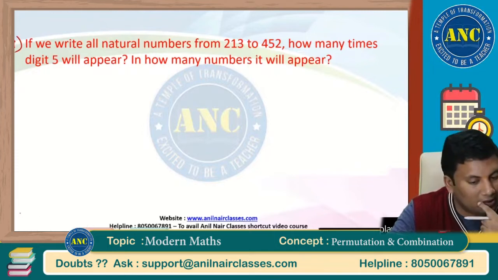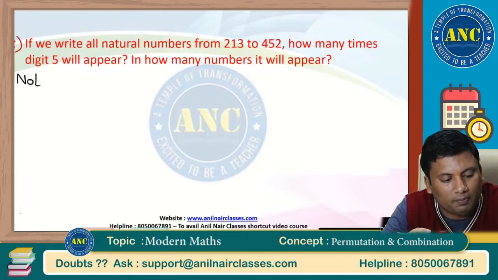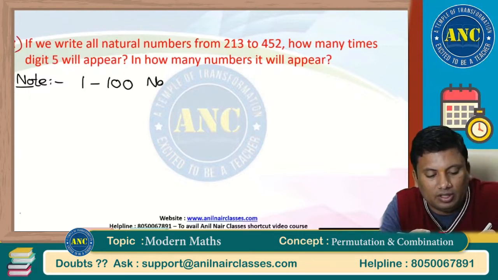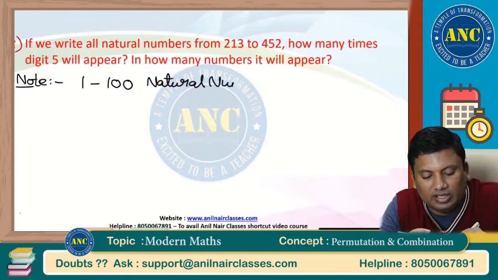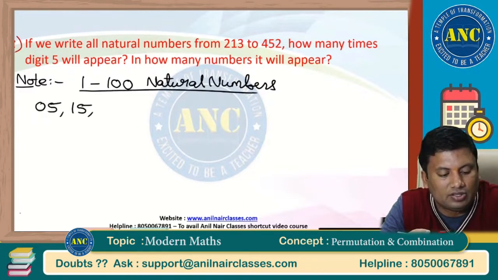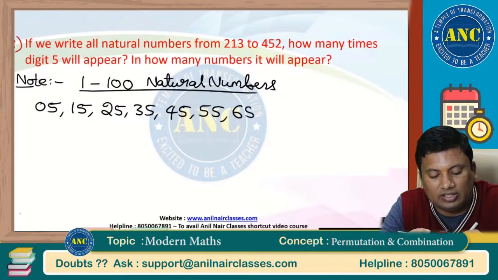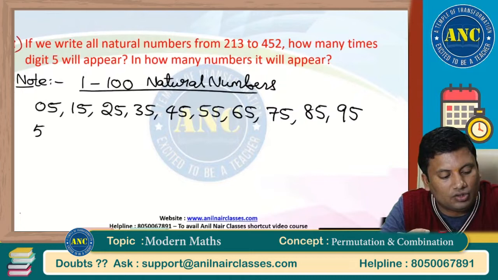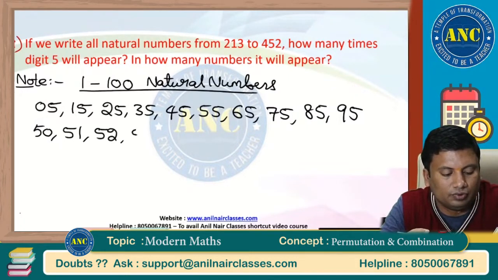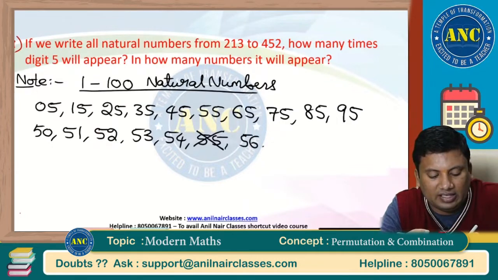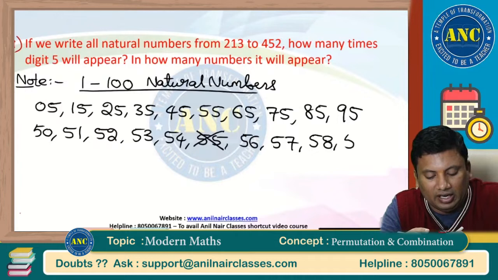Next one. Now, please make a note of it. Suppose in a set of 1 to 100 natural numbers, let us see some pattern. Where will all the 5s come? 5, 15, 25, 35, 45, 55, 65, 75, 85, 95. Or it can also be 50, 51, 52, 53, 54, 55. Already I wrote 55, eliminated. 56, 57, 58, 59.